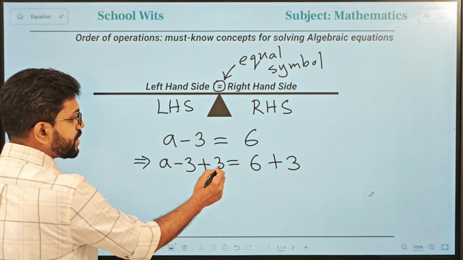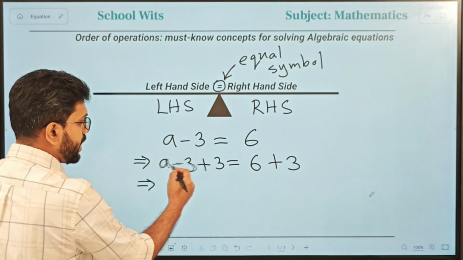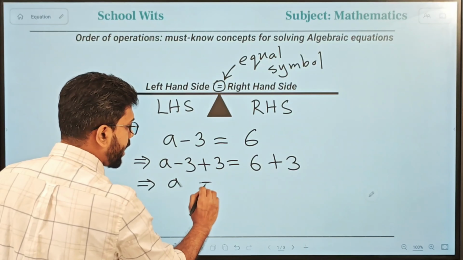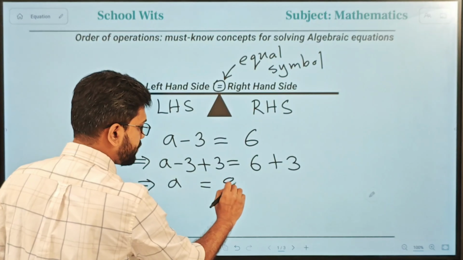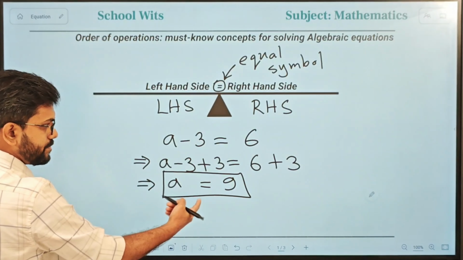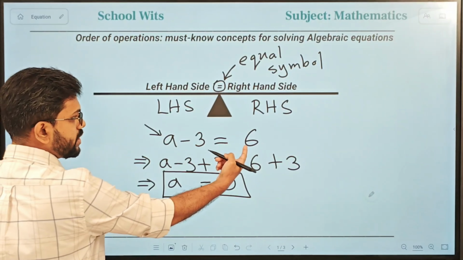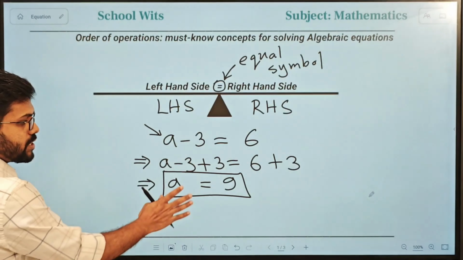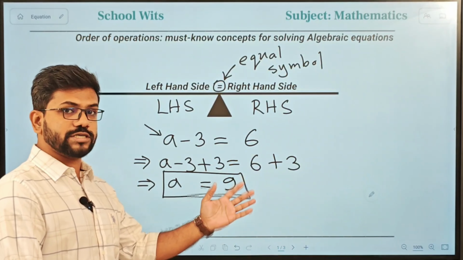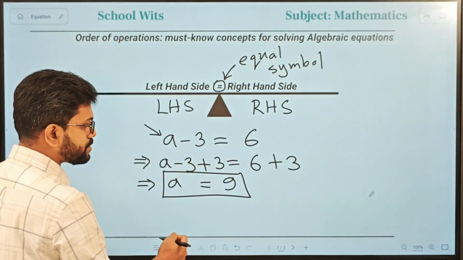So negative 3 and positive 3, they get cancelled out. We get 0 here, so this becomes a and 0 added together would give us a only on left hand side, and on the right hand side 6 plus 3 would give us 9. So the value of a is 9. We can also see it from here: 9 minus 3 will give us 6. We got the value of a. This is called solving an equation. To solve an equation, you try to find the value of the variable like this.